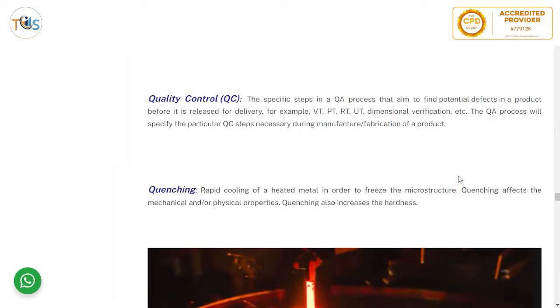QA prevents NCR. So you want to know if there is a defect or a non-conformity by quality control, you want to find it out. For example, VT, RT, radiography, visual test, penetrant test, UT, dimensional verification, etc. These are all done to make sure that there is no defect there. And if there is, then they should be repaired. The QA process will specify any particular steps necessary during manufacture, fabrication of product.